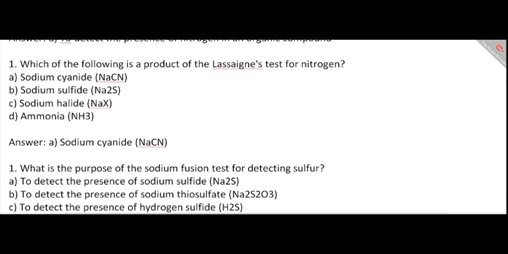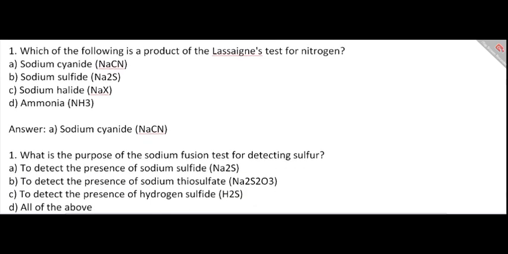What is the general formula for alkanes? Option A is the correct answer. For alkanes, it should be CnH2n+2. Which of the following is an example of a saturated, single carbon-carbon bond containing compound? So ethane is the correct answer.